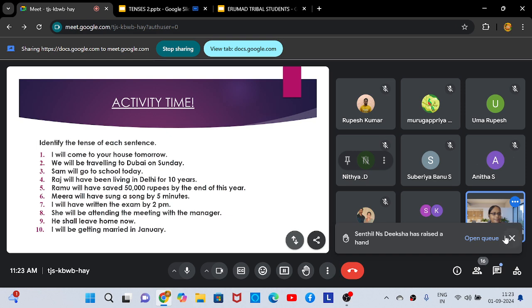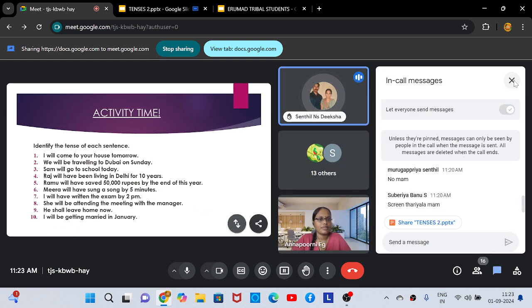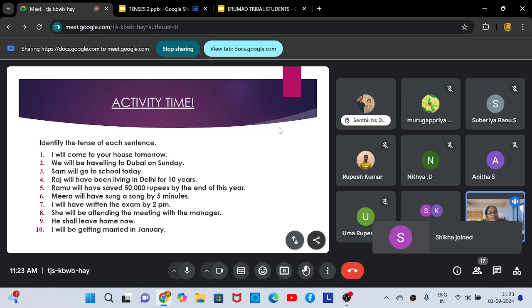Yes, Deeksha? Future perfect continuous tense. I will have been. Yes, Raj will have been. Not I will have been, Raj will have been. Okay, very good. Subject plus will plus have plus been. Future perfect continuous tense. Super, very good.